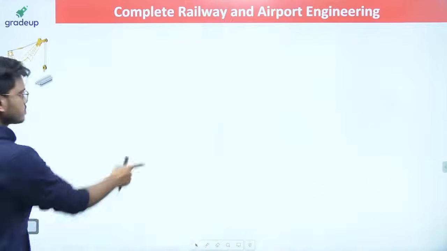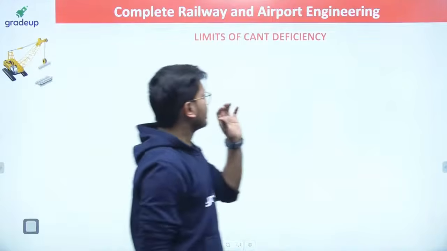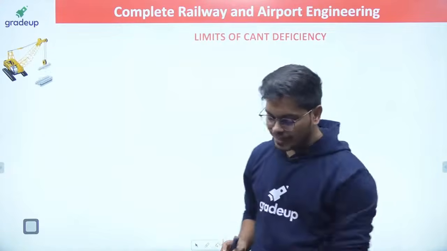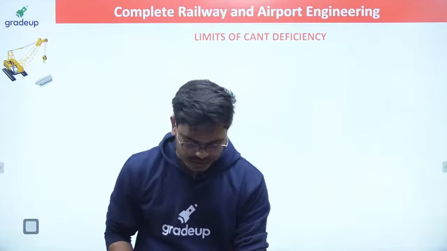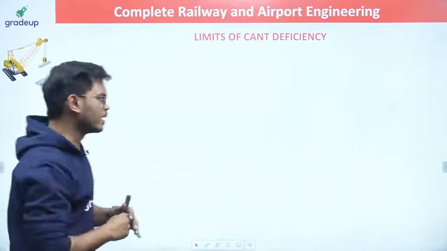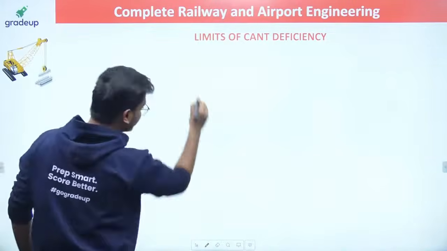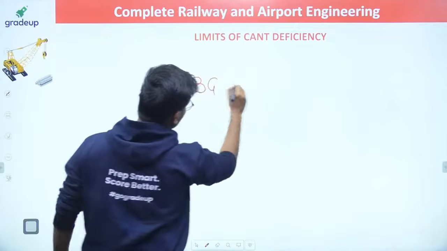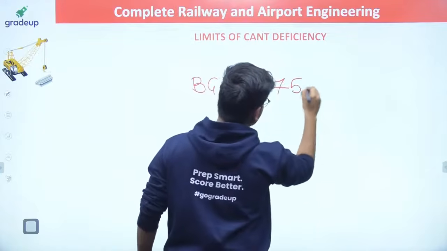Okay, so now the CANT deficiency. Now guys, understand, if the velocity is less than 100 kmph, simple, please remember, for broad gauge guys, we have to provide it as 75 mm.